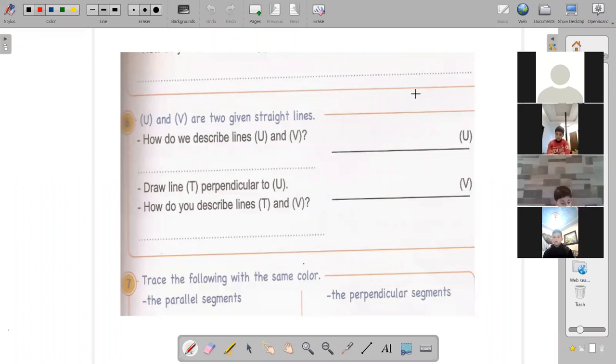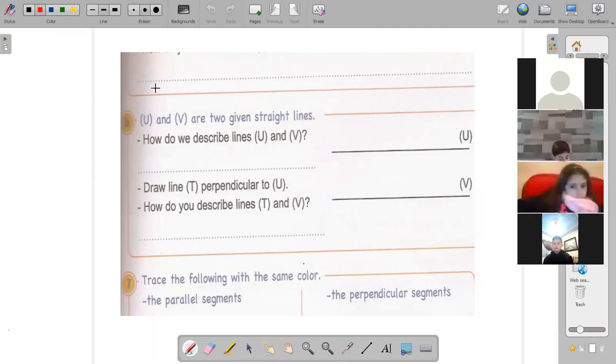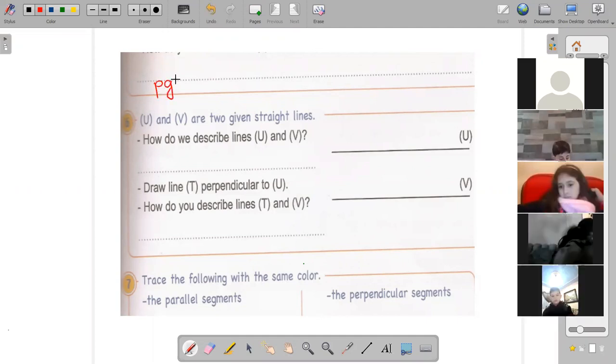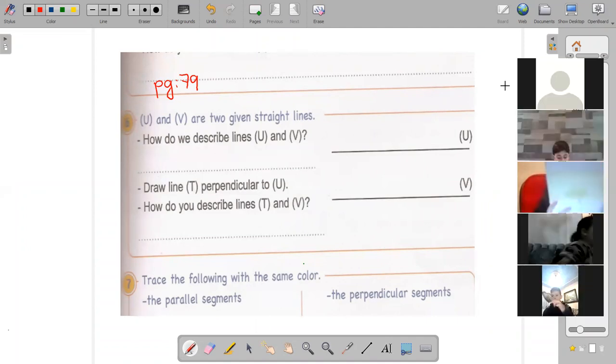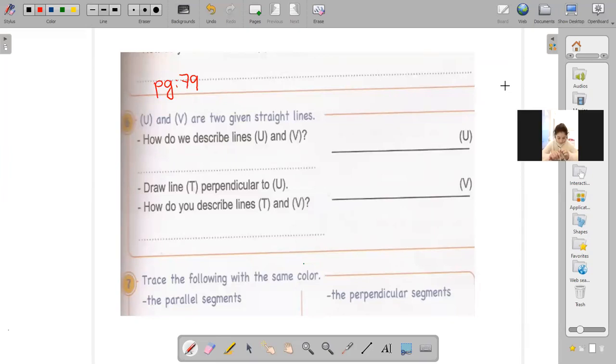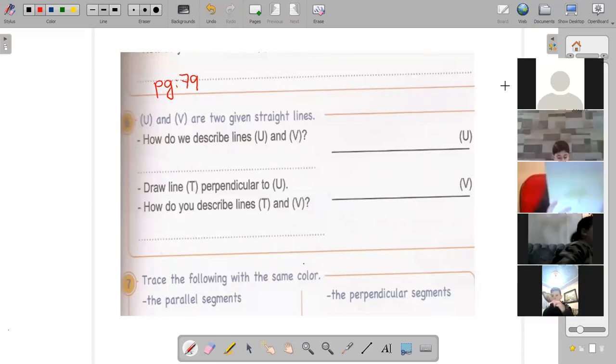Ali Sulaiman. Yes, when do we say two lines are perpendicular? When do we say two lines are perpendicular lines? Did you revise them, Ya Ali Jaffal?